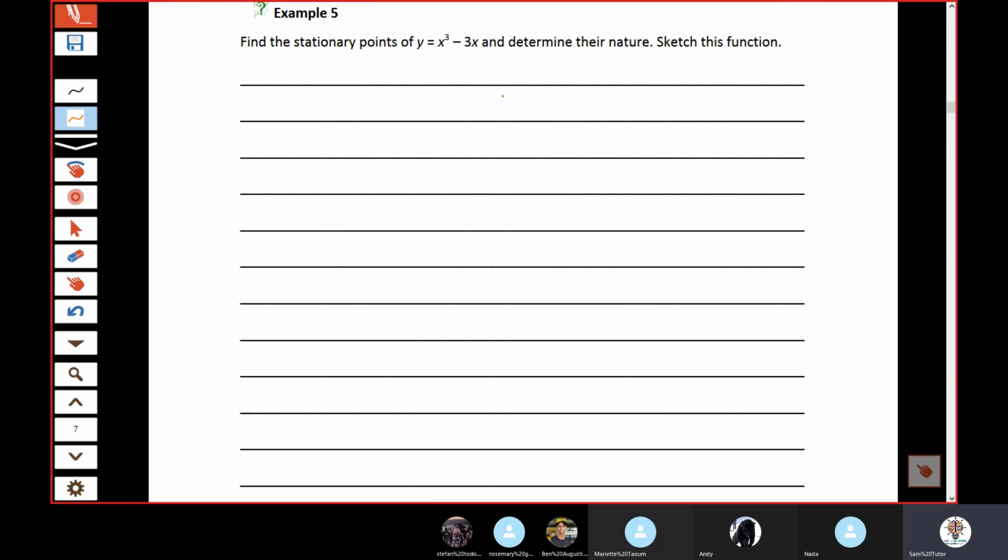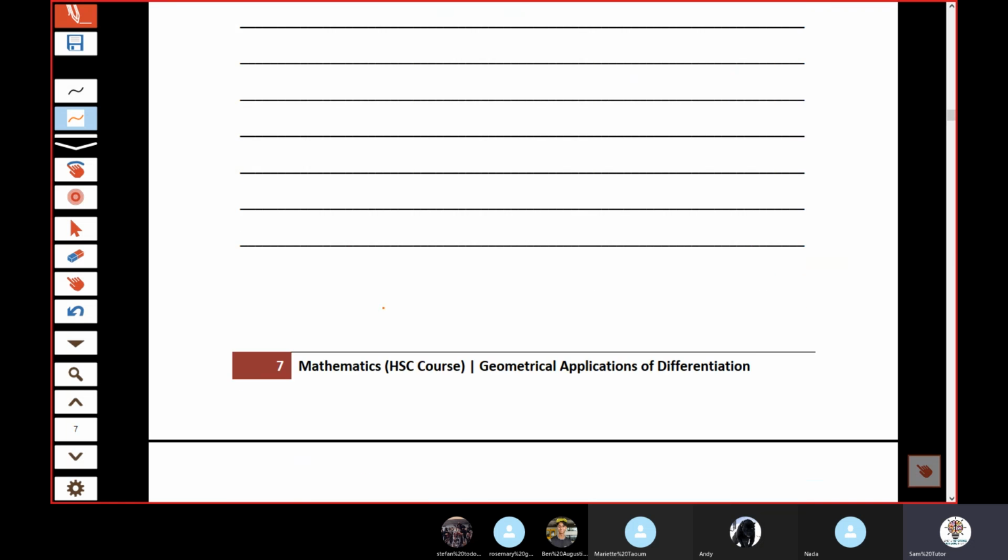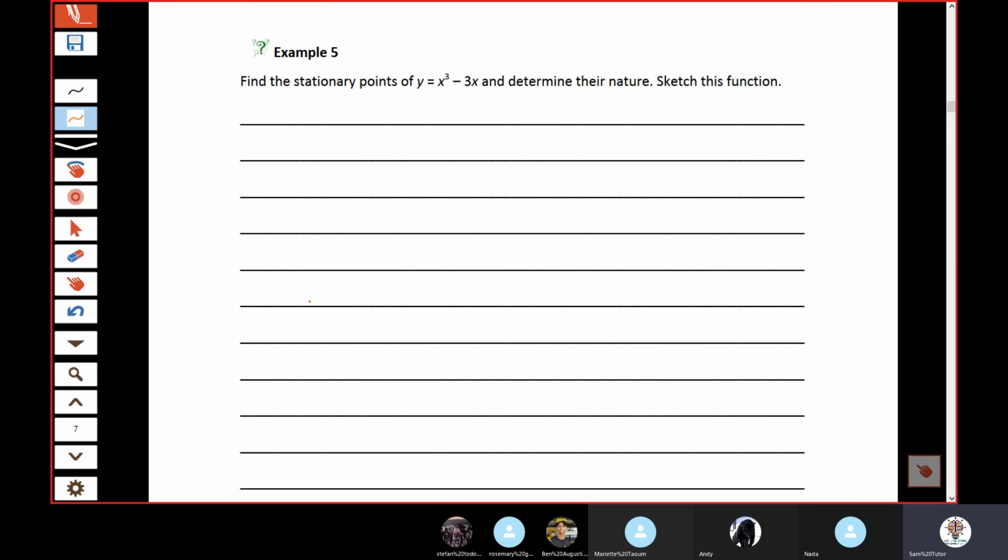Okay, so I'm going to do this. Example 5, page 7. The rest, I reckon you can complete yourself. That's why I'm saying you should do it. This one. Okay.